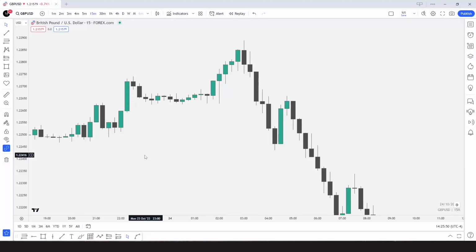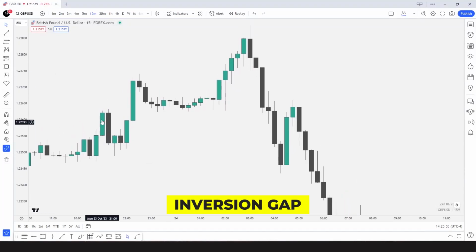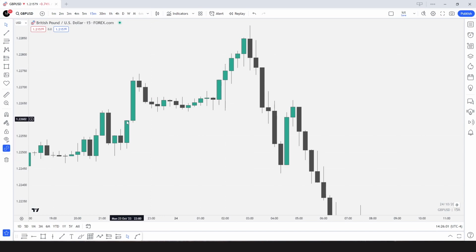Now the final thing I want to teach you in this price lecture is an inversion gap. If we look at this bit of price action here, you can see that we trade into an order block, expand higher, trade into this fair value gap, and then expand upside. Then we break lower and leave a gap inside here.